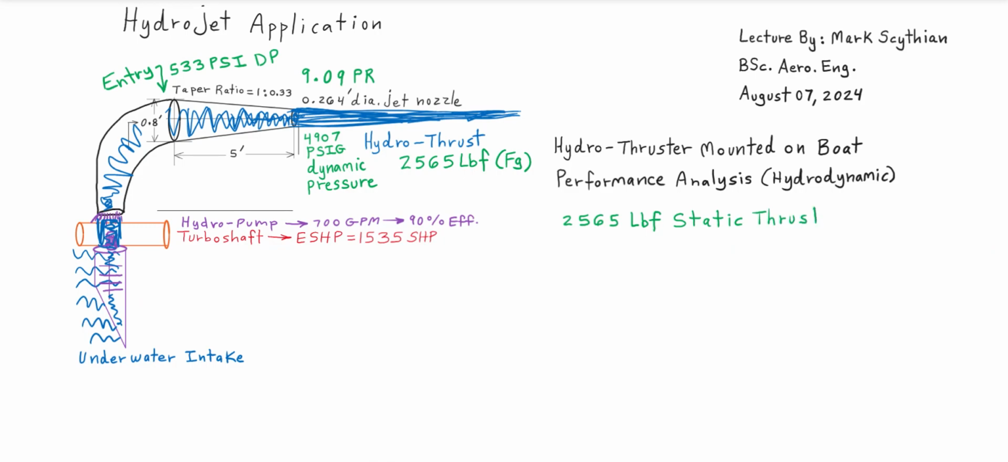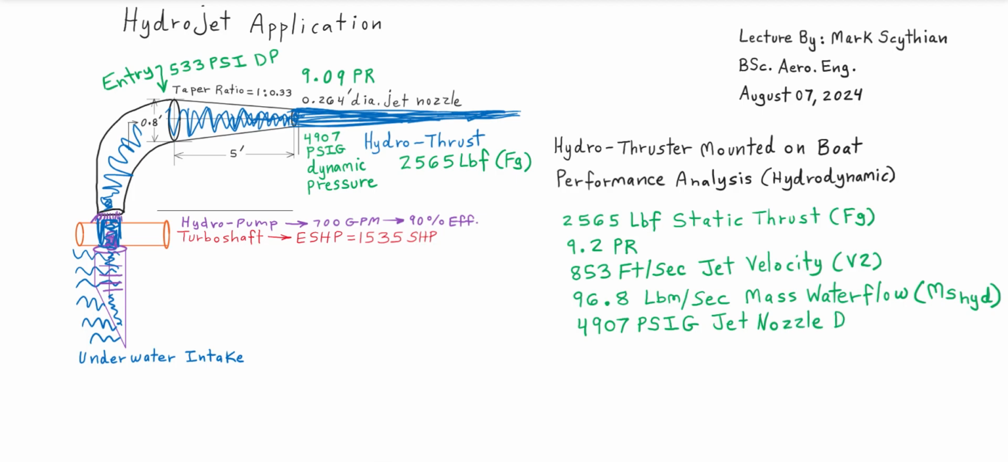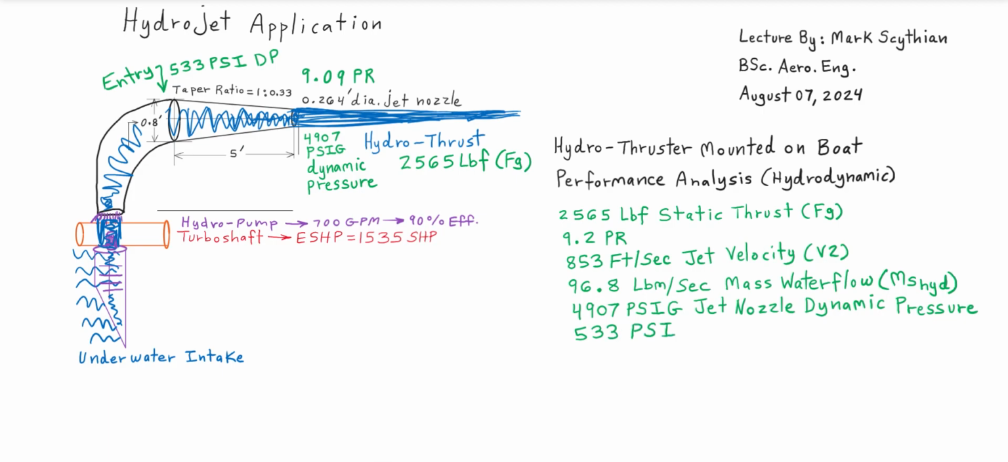So we have approximately, say, between 25 and 2,600 pounds of thrust, 9.2 to 1 pressure ratio, 853 feet per second jet velocity, 96.8 pounds per second mass water flow, 4907 pounds per square inch gauge pressure at the jet nozzle, and at the inlet of the duct 533 psi gauge. And that is dynamic pressures, duct entry pressure to jet nozzle discharge.